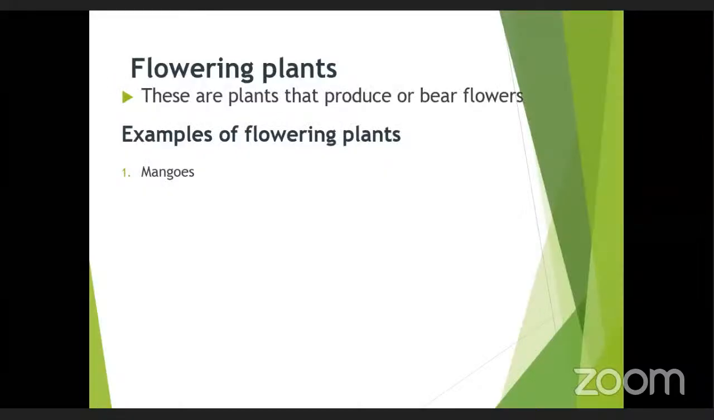Okay, so my internet is a little bit shaky today. However, I'm already back. So let's continue with the examples of the non-flowering, not none, but flowering plants. These are the examples that we are continuing with.